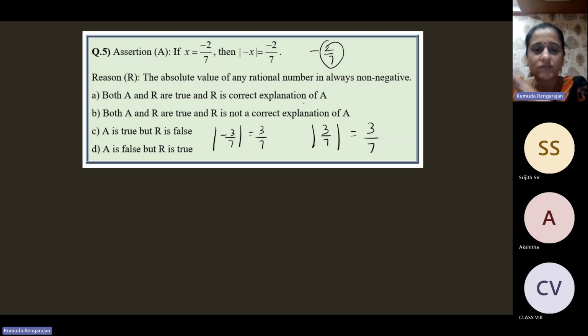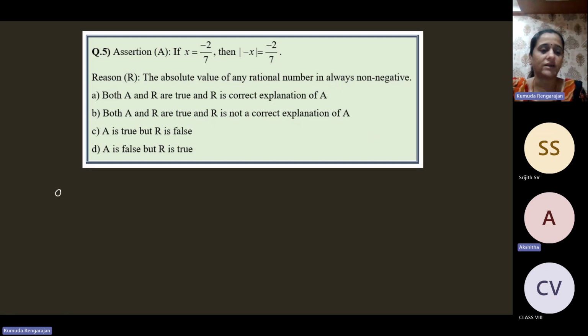So whether it is negative or positive, the absolute value is always positive. Whether the given rational number is negative or positive, its absolute value is always positive. But when you write the additive inverse, if it's positive, the additive inverse is negative; if it's negative, the additive inverse is positive. Don't get confused between additive inverse and absolute value.